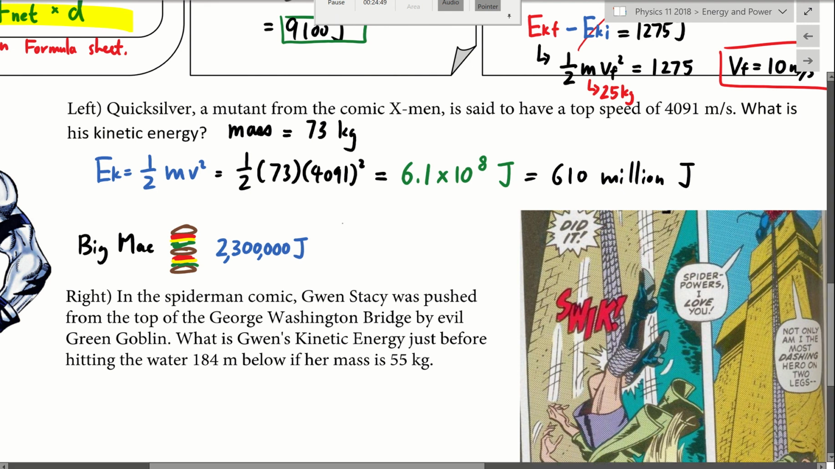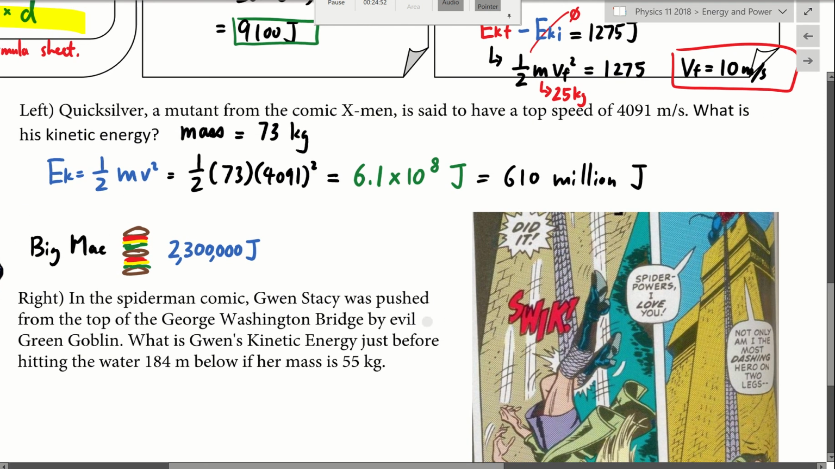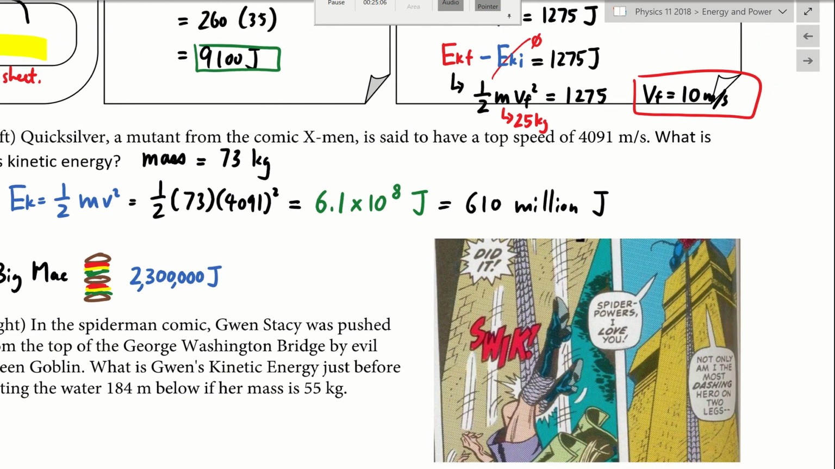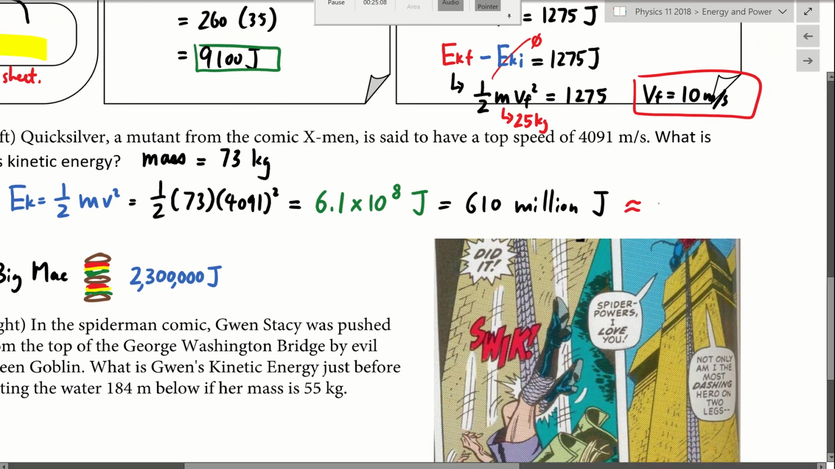So what we need to do is take that number, 610 million, and divide by 2.3 million. And ladies and gentlemen, the amount of energy Quicksilver needs in terms of Big Mac equivalent is about 266 Big Macs.